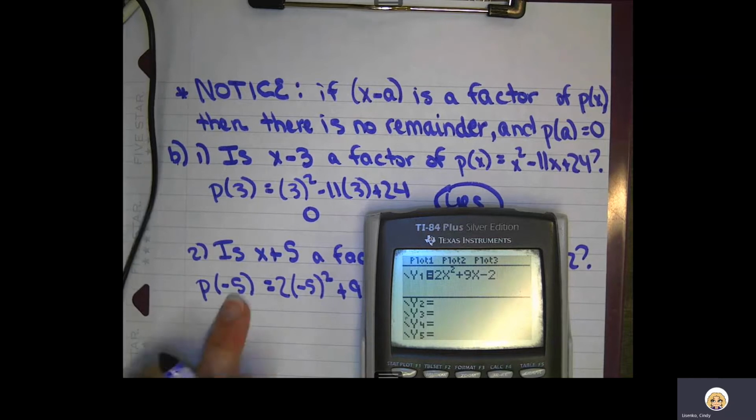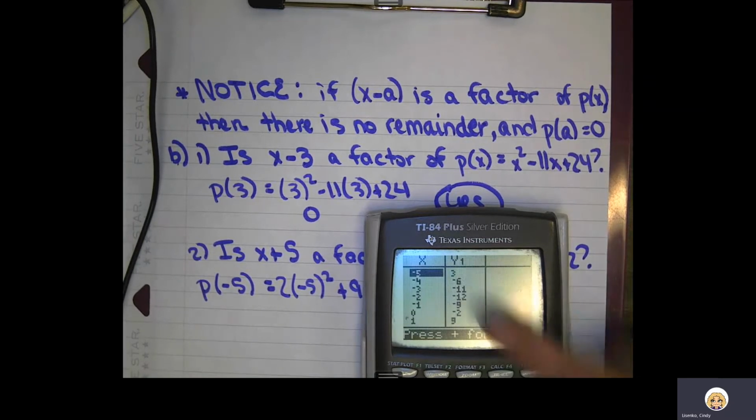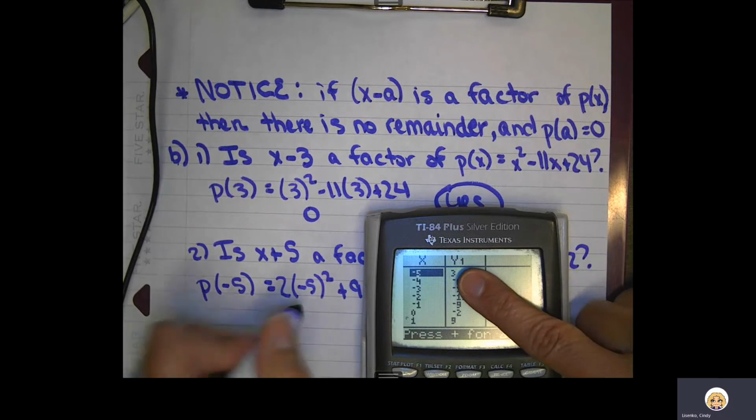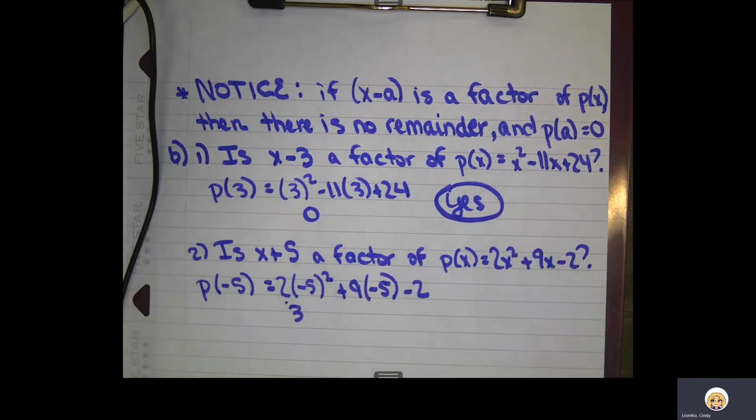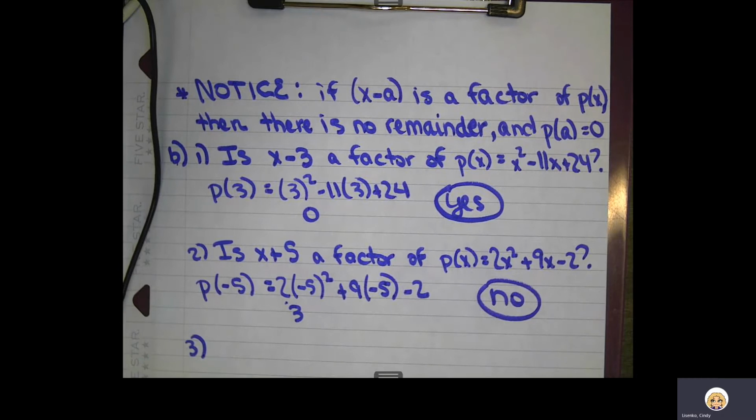I'm going to go to my table and look for negative 5. So I'm going to have my table start at negative 5. And notice I get an answer of 3. So is it a factor? No. It only is a factor if you get 0. Here's the next one. We've got 3 more to do.